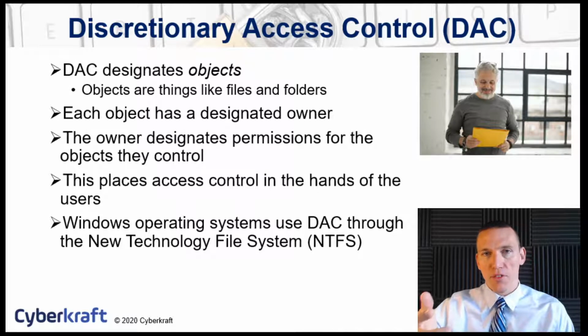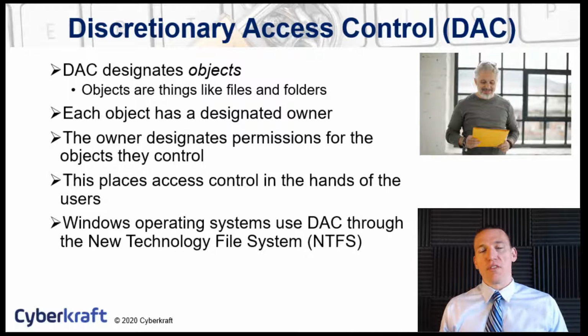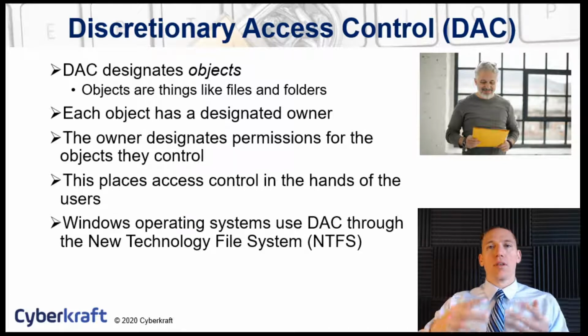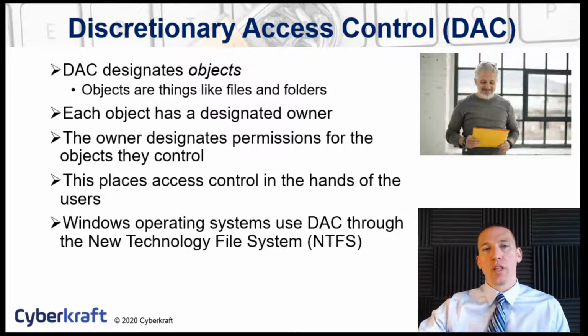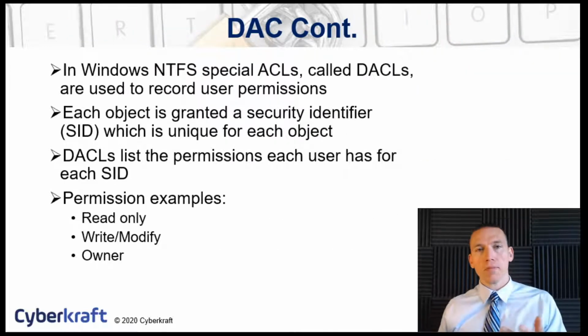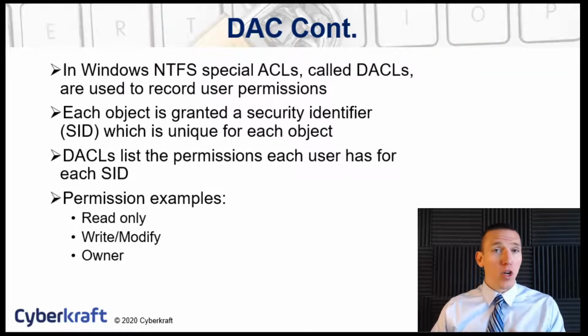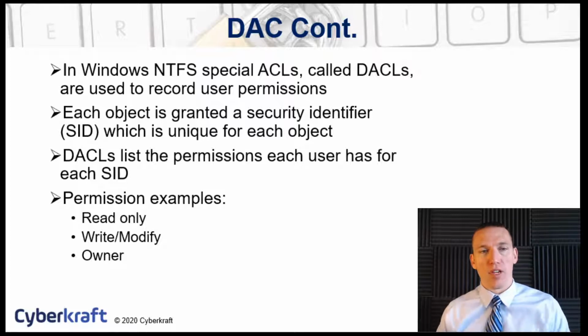The best example of discretionary access control is Windows. Windows uses the New Technology File System, or NTFS. And this file system uses DAC. Users, when they create a folder, they're the owner of their folder. Or they create a file, they're the owner of that file. The user can determine who else can access that file and what level of permission they can access. The levels of permissions include read-only, write or modify, and then for the owner, full, which gives you full permissions in every category.